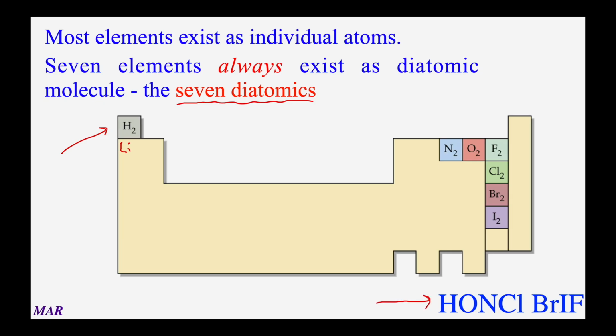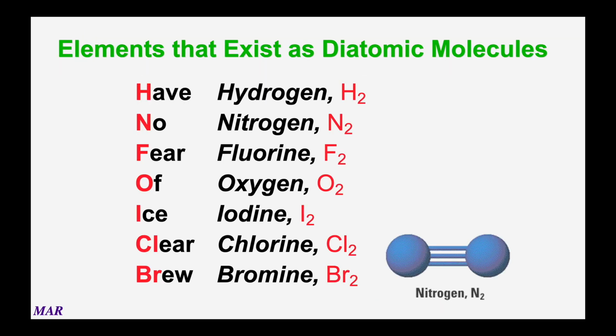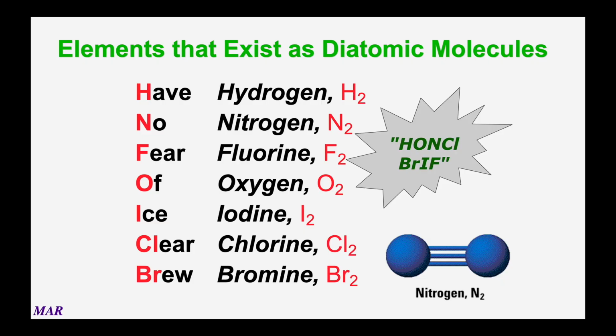One of the ways that sometimes people learn the 7 diatomics is through what's called Hankel-Briff. And Hankel-Briff, if that works for you, H is H2, O is O2, N is N2, Cl2, Br2, I2, F2, etc. Those are the 7 diatomics, and that's a cool way to learn it. My personal favorite, though, is Have No Fear of Ice Clear Brew. I don't know, for some reason that works for me. Anyway, each of those letters is one of the 7 diatomics. Have No Fear of Ice Clear Brew, HNFOICLBR.